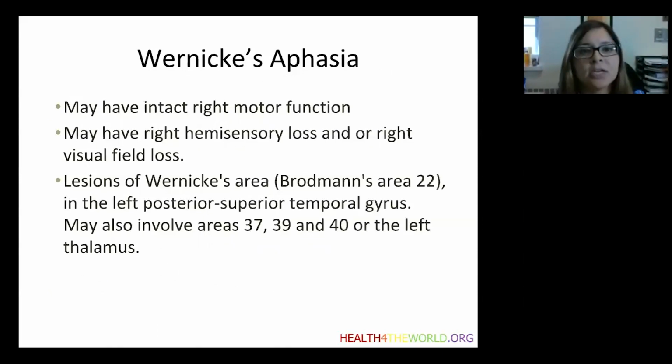With a Wernicke's aphasia, again, motor function may be intact because this type of an aphasia occurs in the more posterior area of the brain. However, you may see some sensory loss or visual field loss. Lesions of Wernicke's area, which is Brodmann's area 22, are what result in a Wernicke's aphasia. And Wernicke's area is in the left, posterior, superior, temporal gyrus. In addition to Brodmann's area 22, sometimes areas 37, 39, and 40 might be involved, as well as the thalamus.